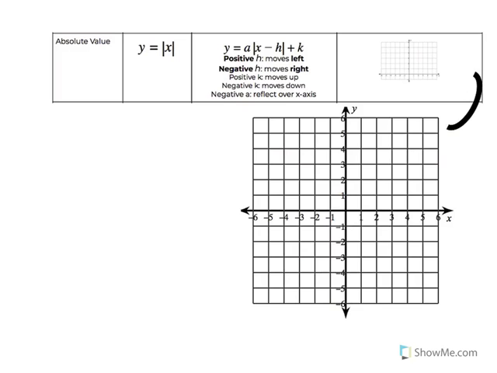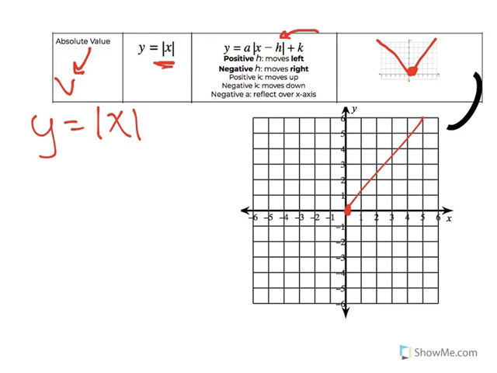So the next function we're going to talk about is the absolute value function, where you're going to see absolute value bars around x or taking the place of parentheses. The absolute value has a v. The graph is always going to be a v with the point generally at the origin. So we have y equals the absolute value of x. We're going to have a point at the origin, and then it's going to go and make a v.